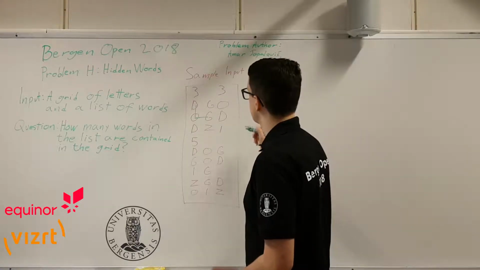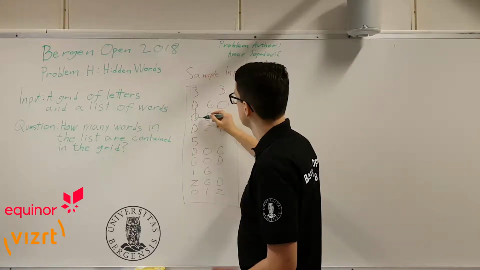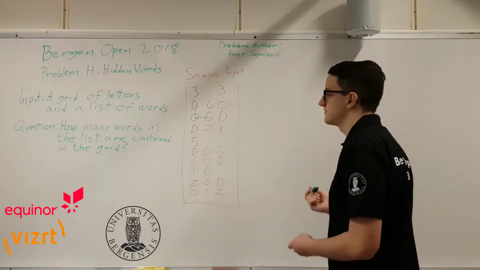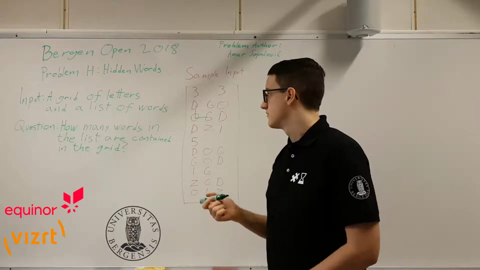Similarly, we could go backwards from the G, go to the O, and go to the D, and G-O-D would be a valid word in this grid. So, how do you solve this problem?